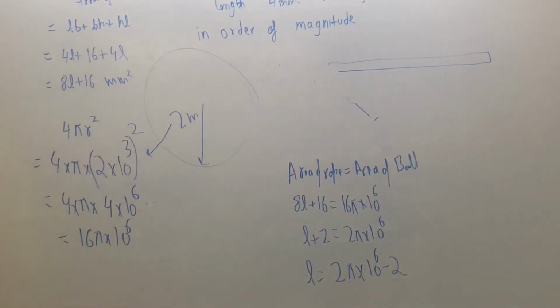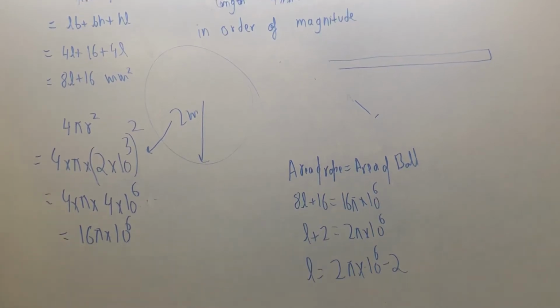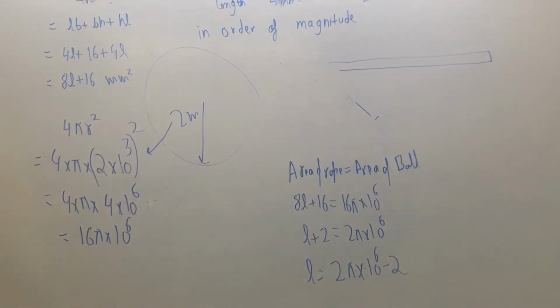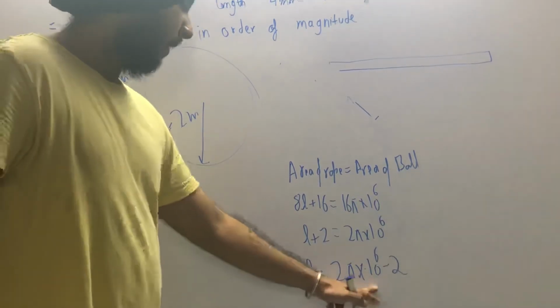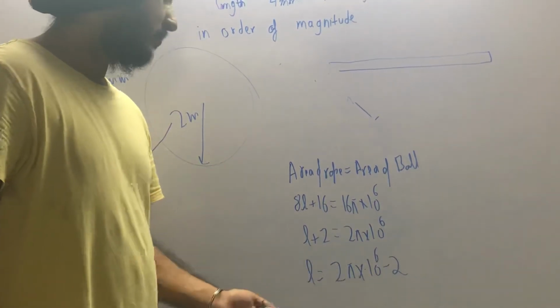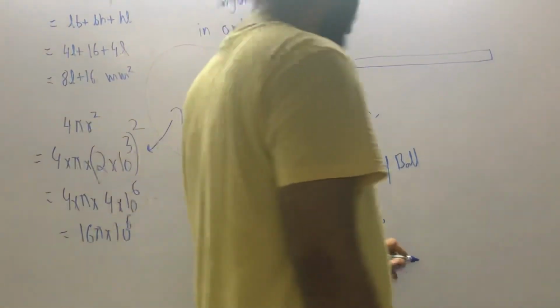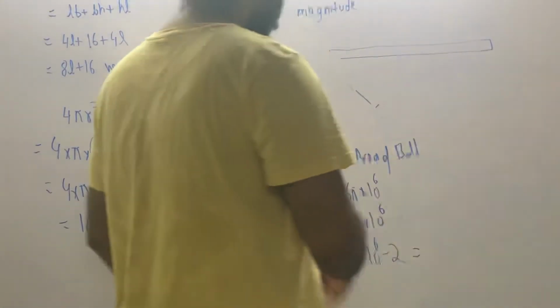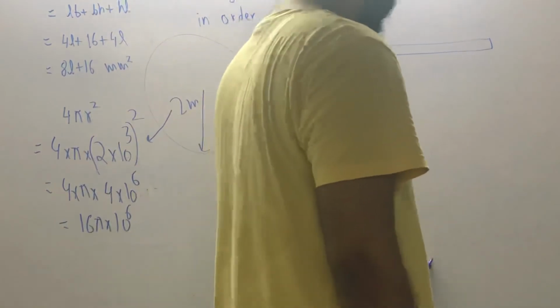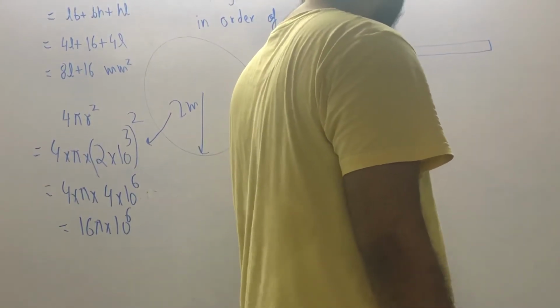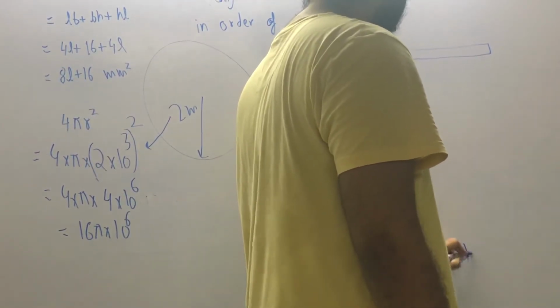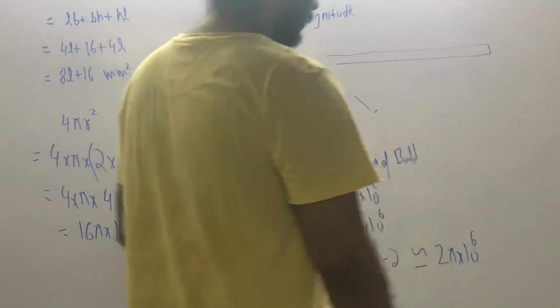Okay, so anyways you can see here that this value is a very large value. 2 pi into 10 raised to the power 6 is a very large value. So if you even subtract 2, it will come approximately equal to 2 pi into 10 raised to the power 6.